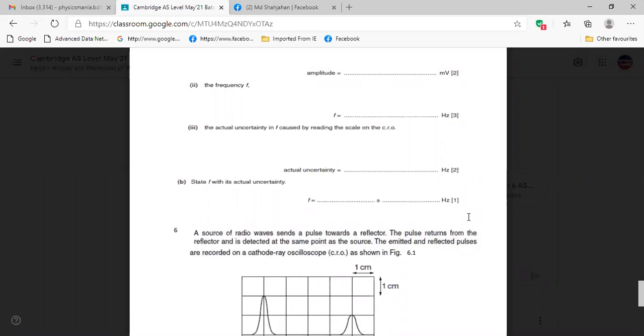So how did you get the frequency? From the time period, right? Yes, sir. The time period was 1.9 millisecond, and it was calculated from the time base, right? Yes, sir. The time base was given as 0.50 millisecond per centimeter, and we calculated from the given graph.